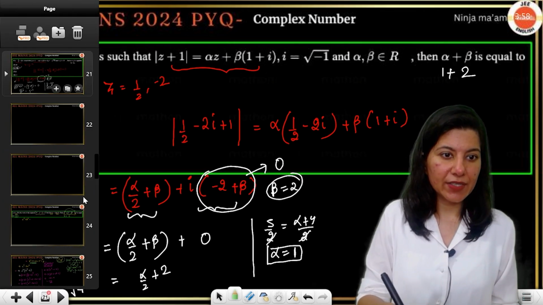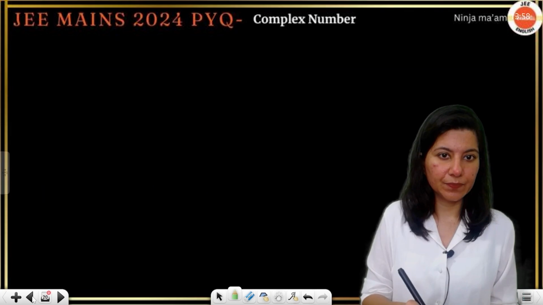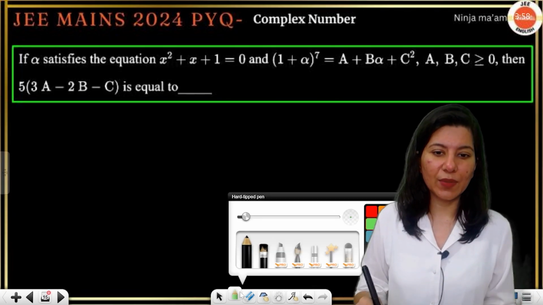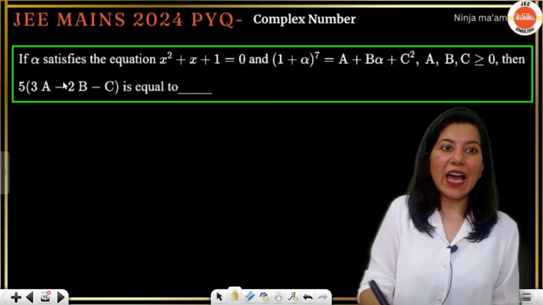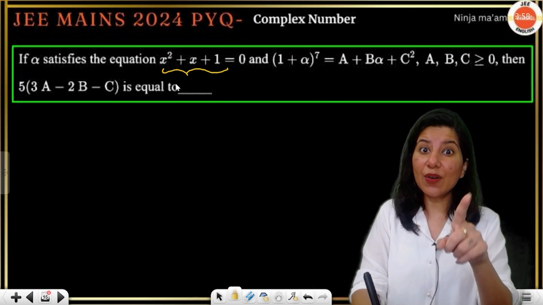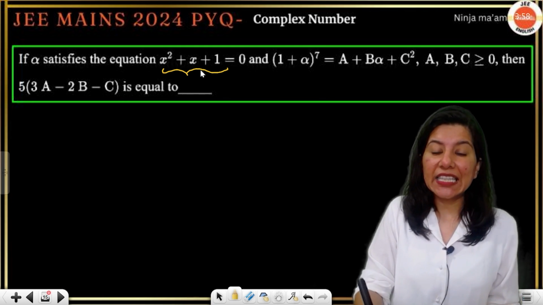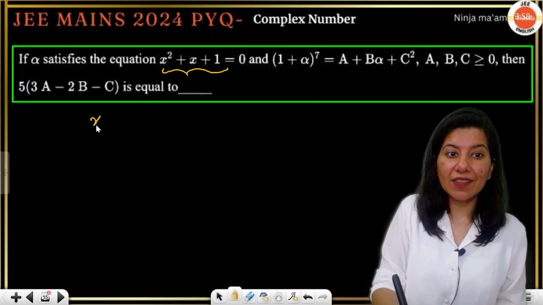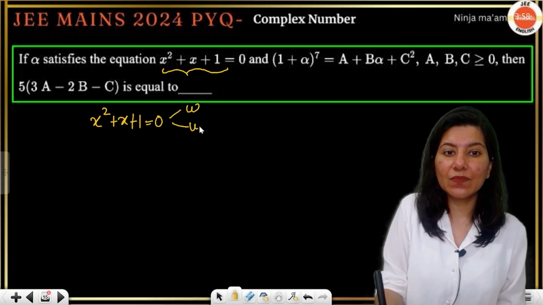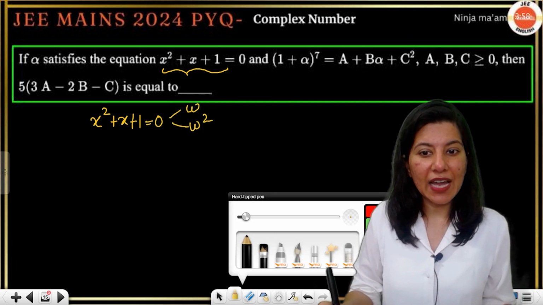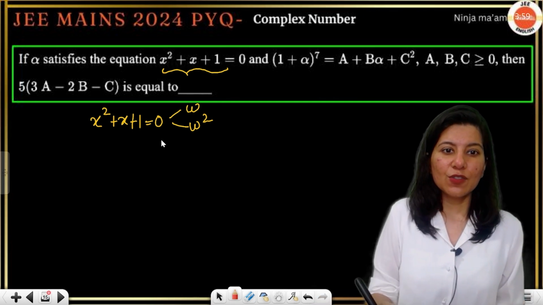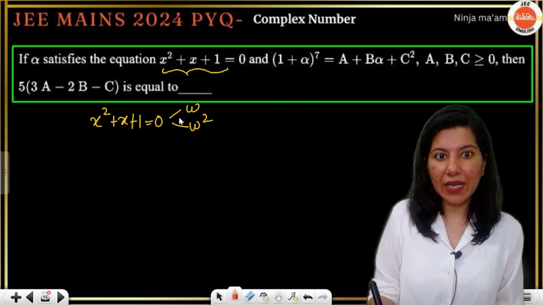Now which question? Let us talk about this question. If alpha satisfies the equation x square plus x plus 1 equals to 0. Now understand, this equation has roots omega and omega square. Right or wrong? Omega and omega square are the roots of this equation. Correct? So we know that omega and omega square are roots of this equation.